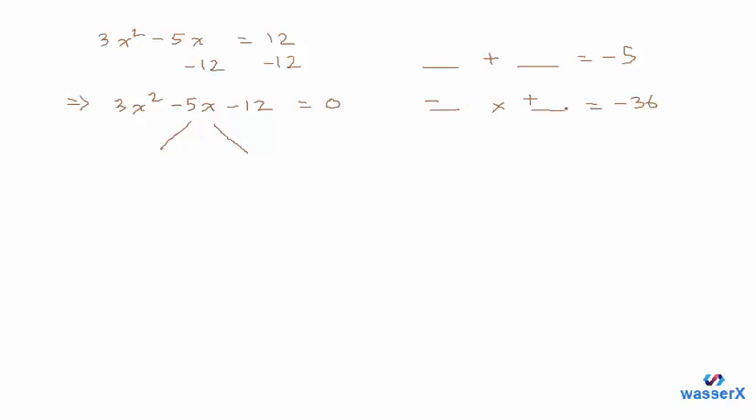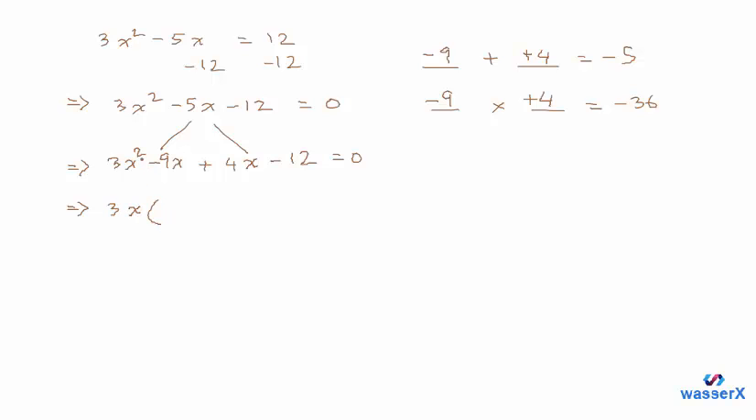That helps us nail down our numbers, and they would be negative 9 and positive 4. Negative 9 times positive 4 is negative 36. Negative 9 plus positive 4 is negative 5. So there we go. 3x squared minus 9x plus 4x, which obviously is equal to negative 5x, minus 12 is equal to 0. We have a common factor of 3x between these two.